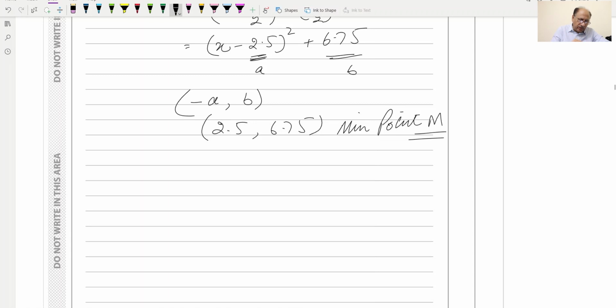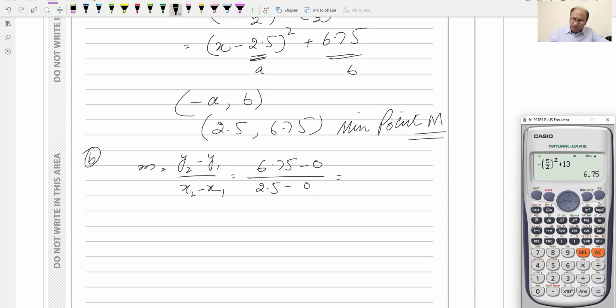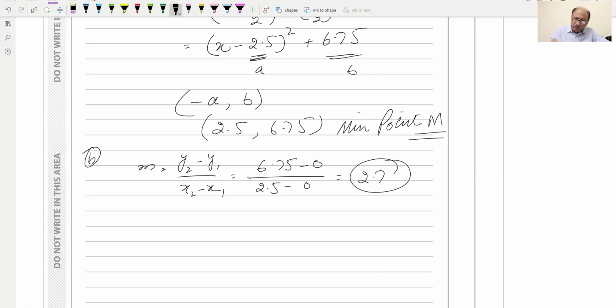We will start with the m value, and the m value will be y2 minus y1 over x2 minus x1, and we will be using the origin and this point. So we take y2 as 6.75, 6.75 minus 0 for the origin, over 2.5 minus 0. We can divide 6.75 by 2.5, which is equal to 2.7. So the m value we got is 2.7.